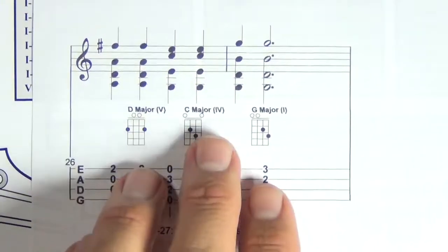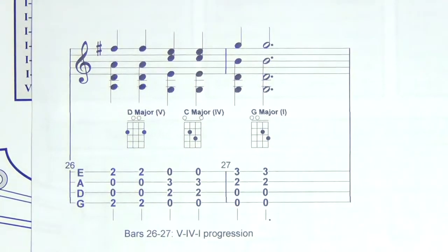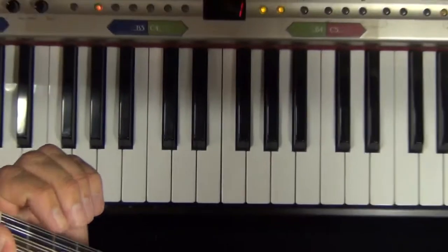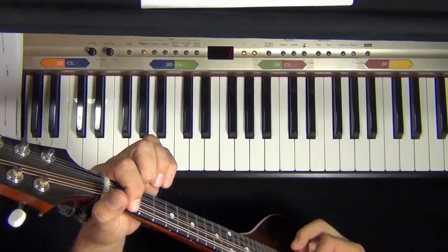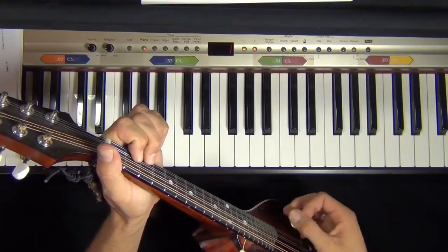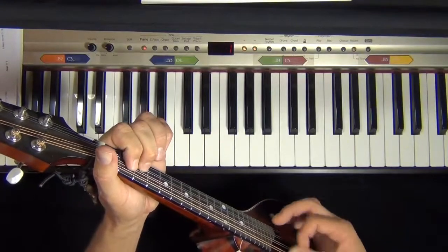A last one here, so you can play this one if you'd like, hear what that sounds like. Last one here, we got D major, C major, G major, which is going to sound like this, kind of a descending chord pattern that's used quite a bit, and it's pretty cool. So 5, 4, 1, 5, 4, 1.